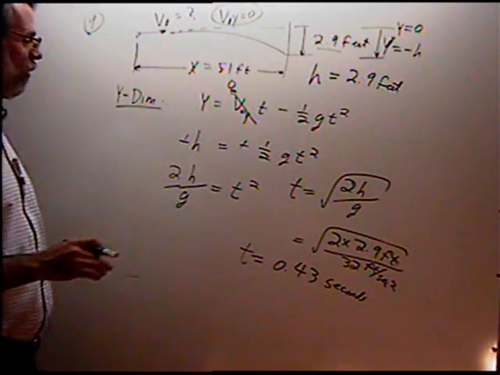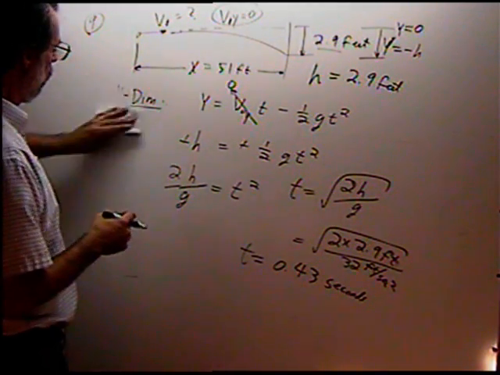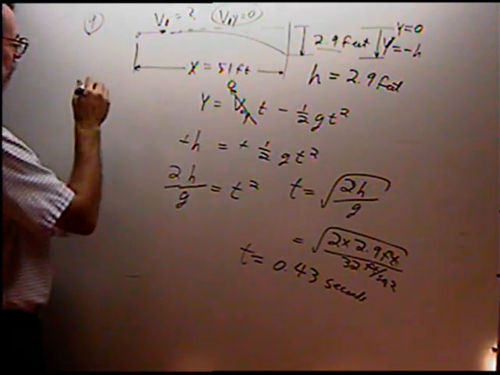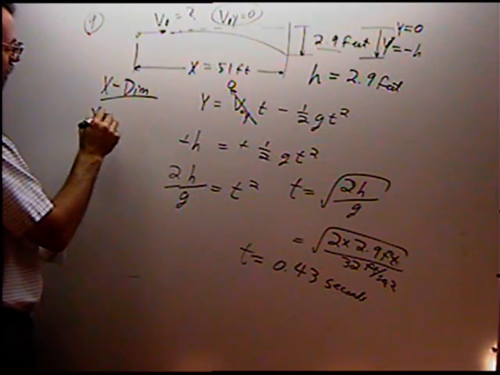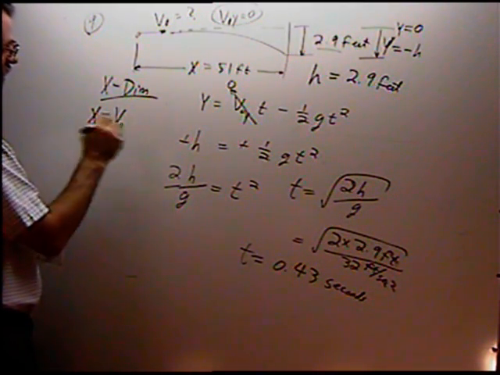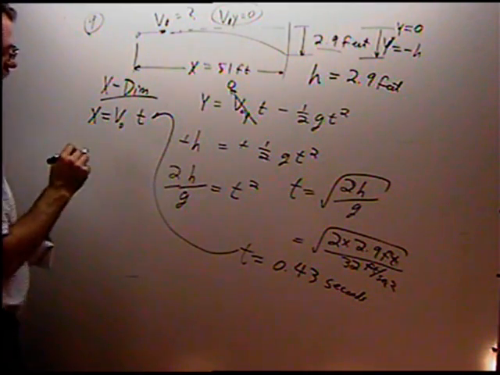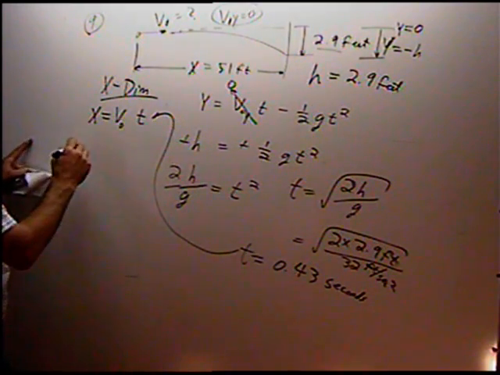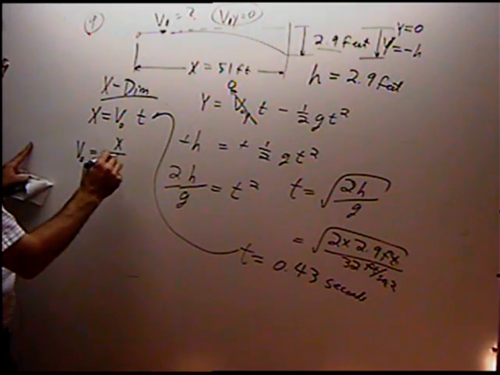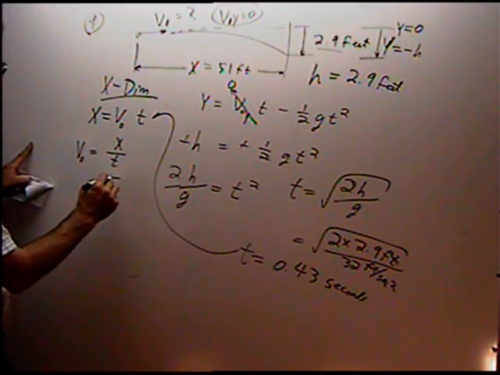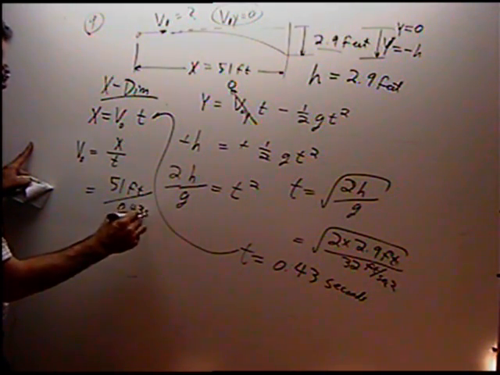Okay, now that we know the time, we can use the horizontal dimension to say that the x distance is the horizontal velocity times the time. We take the time and plug it right in here, and so we can solve for the velocity. So the horizontal velocity is the distance divided by the time. So we have 51 feet divided by 0.43 seconds.